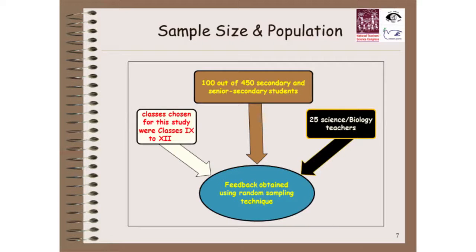Now, sample size and population. For this study, I selected all the students from class 9 to 12 of my school. There were about 450 students from 9 to 12, out of which I selected 100 students for my study by random method. At the same time, 25 teachers of my department were selected to take the training.